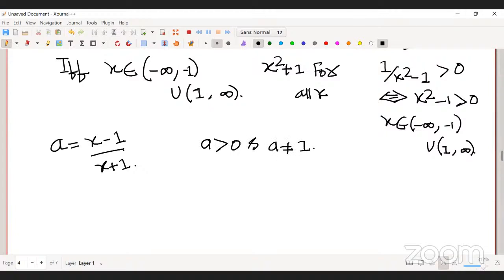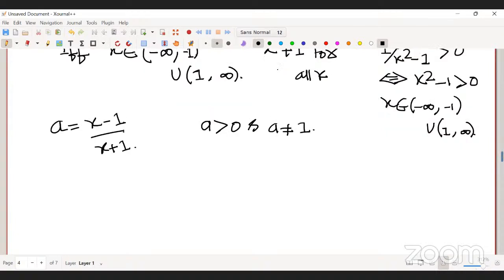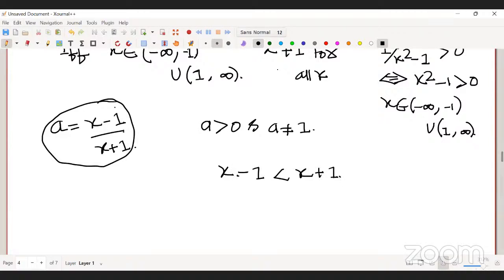Okay. So as you can see, this a, do you agree x minus 1 is always less than x plus 1? Yes, sir. By graph. You agree, right? Yes, sir. So that means it is always less than 1.